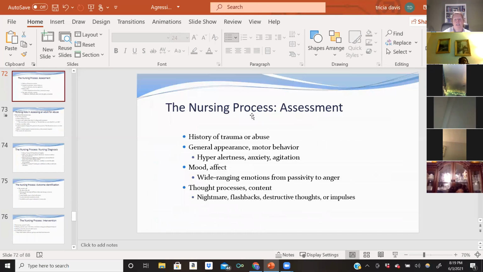All right, so the nursing process. What are we going to look for when we're doing our assessment? We're going to look for a history of any trauma or abuse. So this would require us to ask a lot of questions. If they're in a primary care setting, we probably have access to their file. We would be able to see it, probably not so much in the hospital setting if they haven't been there before.